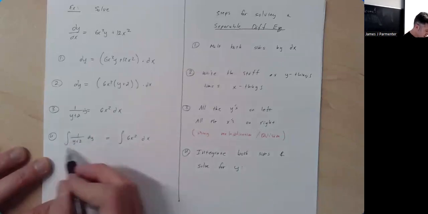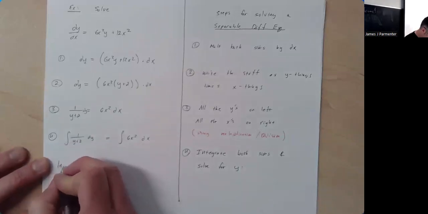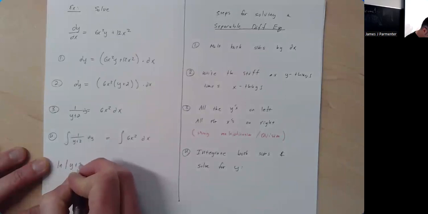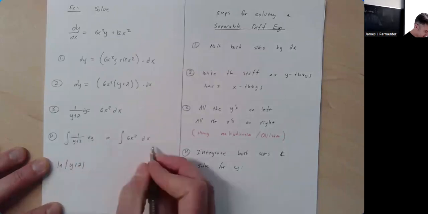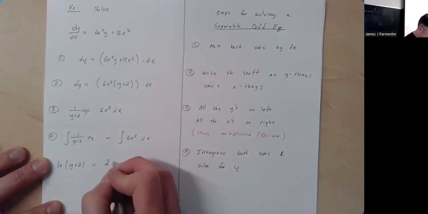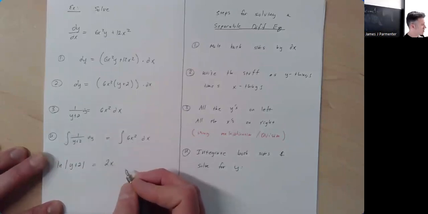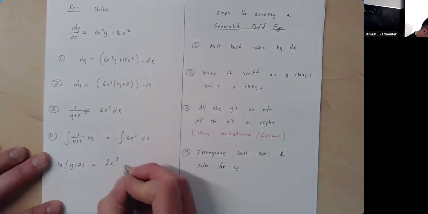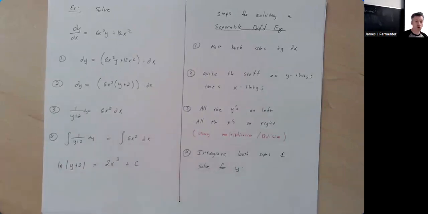So integrating 1 over y plus 2, that's going to be the natural log of the absolute value of y plus 2. And integrating 6x squared, I'm going to get 6x cubed over 3, which is 2x cubed plus c. You always want to put the plus c, I mean, technically there's a plus c on both sides, and we bring them over to one side. You always want to put the plus c on the side that doesn't have y, because you're trying to solve for y, so you want to isolate the y variable.